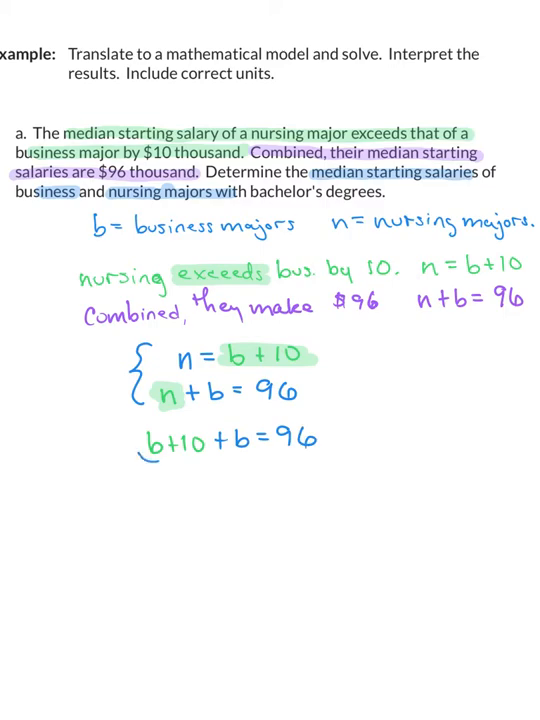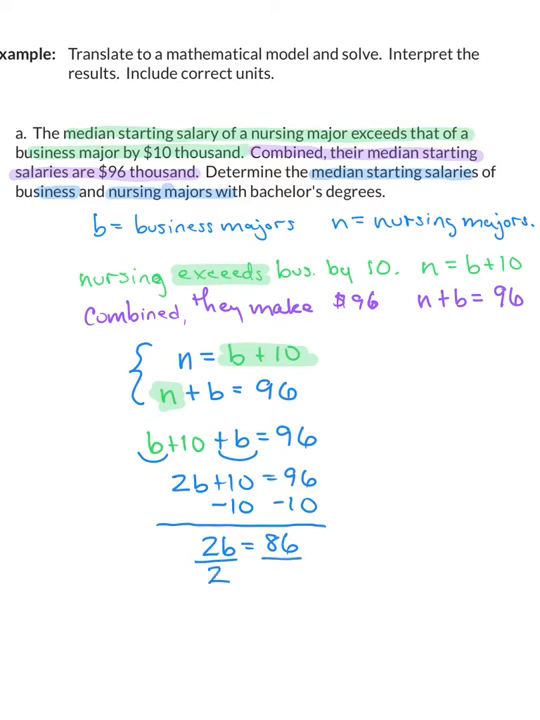We can combine our like terms. We have 2b plus 10 equals 96. From there, we can subtract 10 from both sides, and we get 2b equals 86. To finish this off, I want to divide by 2, and we are left with b equals 43.